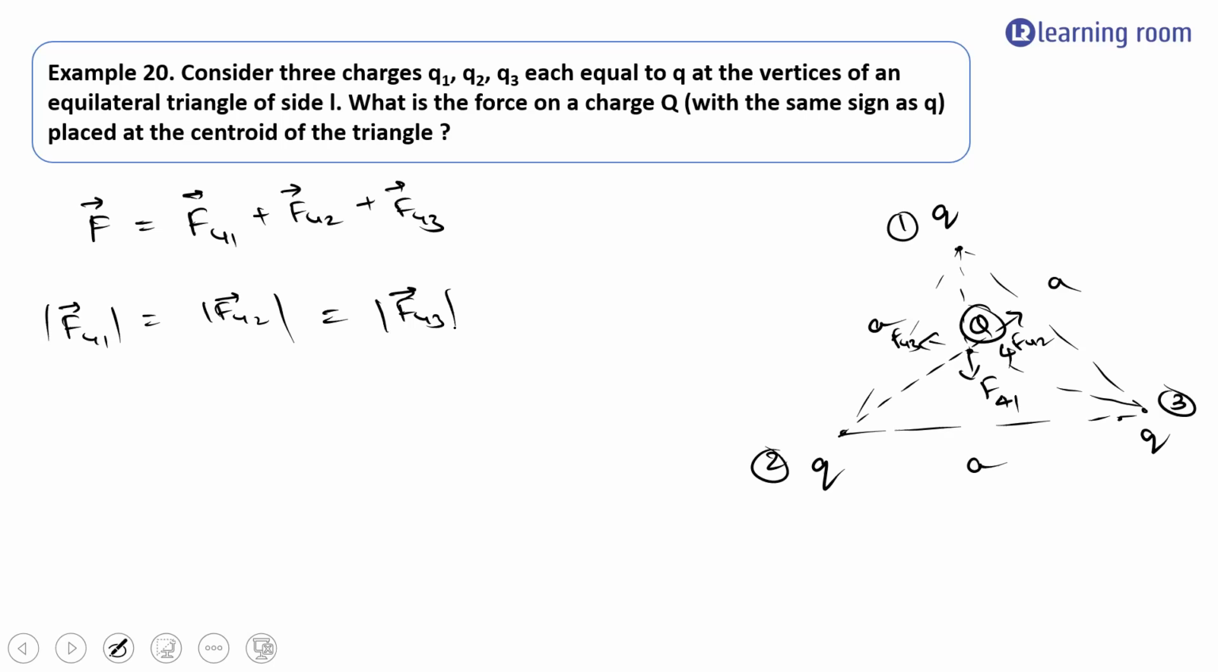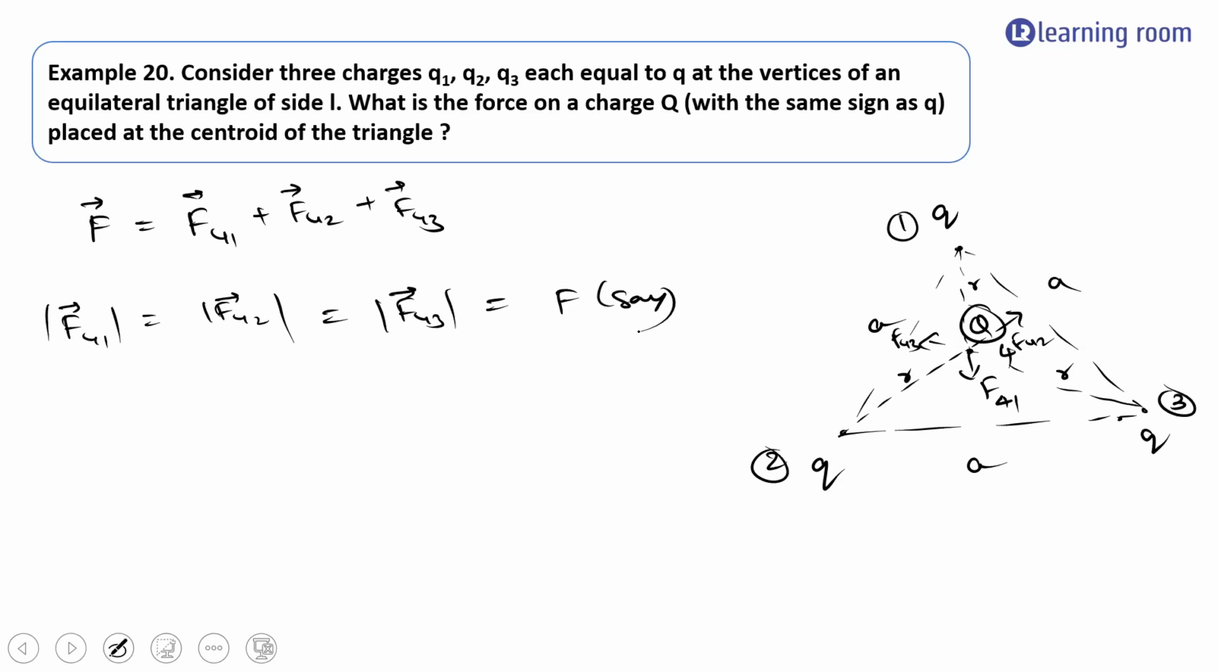Why is it so? Because the distance from vertex to the centroid, from any direction, for an equilateral triangle is the same. So if I take this to be r, this will also be r, this will also be r. So can I say that this force is F?